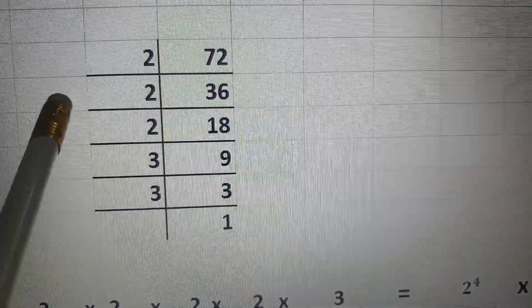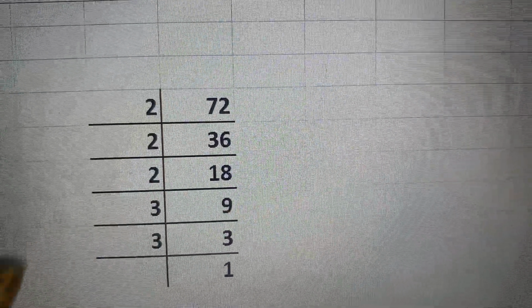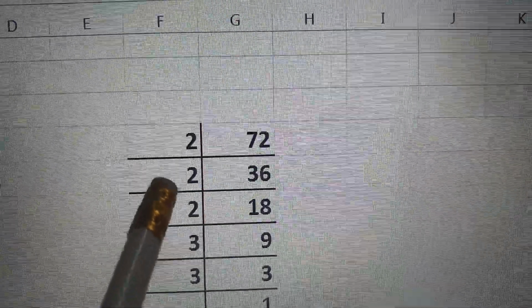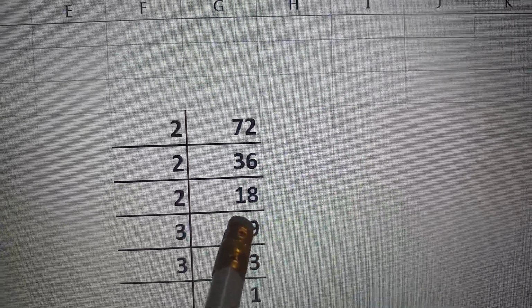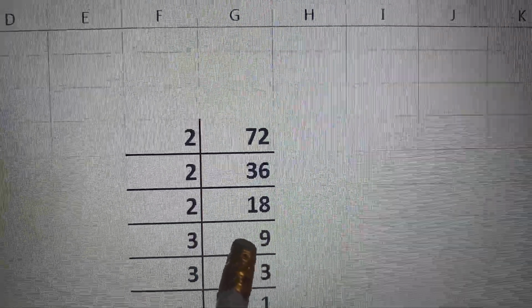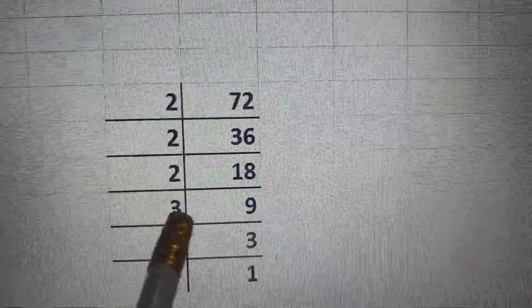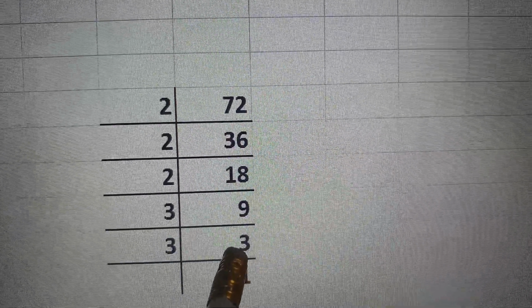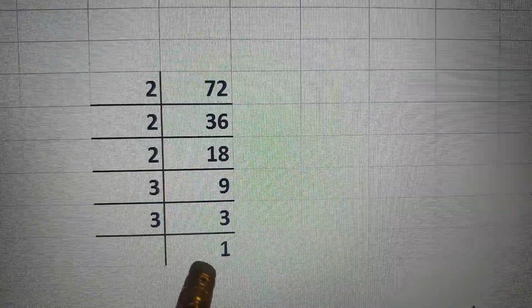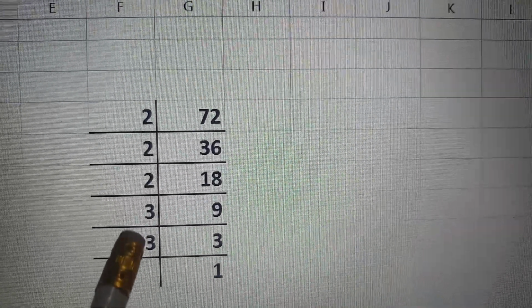72 is an even number, it can be divided by 2. So the quotient is 36. Again 36 is an even number, so the quotient is 18. Again 18 is an even number, so the quotient is 9. 9 is an odd number, it cannot be divided by 2. So we'll take the next prime number, that is 3. And 3 threes are 9. Again 3 is divisible by 3, so 3 ones are 3. So the prime factors of 72 are 2 into 2 into 2 into 3 into 3.